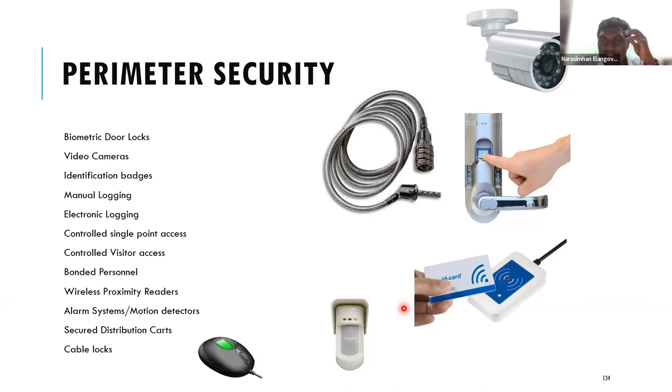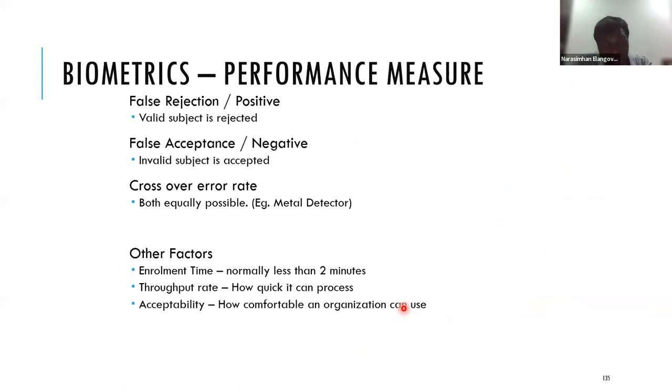You are being watched, etc. People feel a little cautious. But a CCTV camera is always a detective control, not a preventive control. Right? Again, another examination asked question: the concept of false positive versus false negative or a false acceptance.